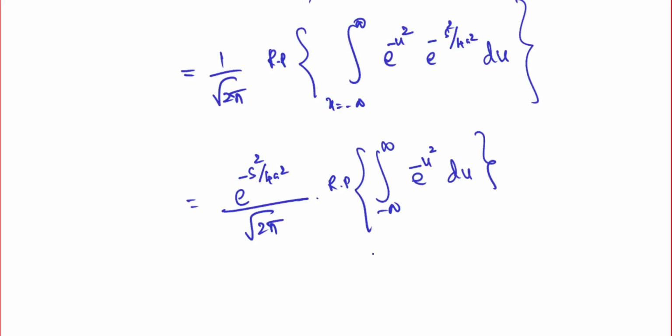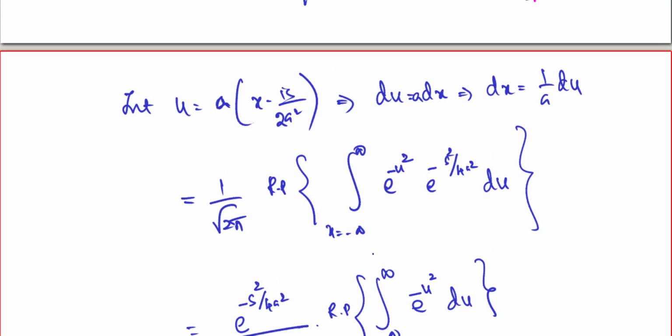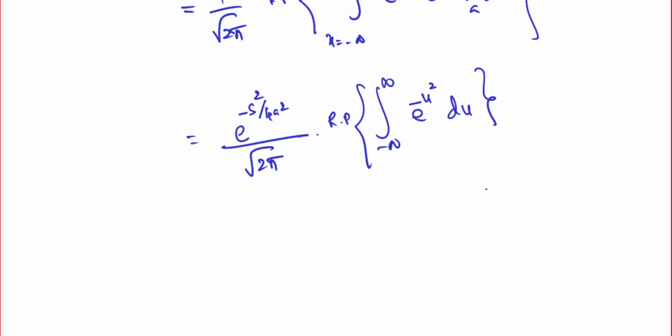Did I miss 1 by a somewhere? Yeah, here. It's supposed to be 1 by a here. So therefore a can be taken outside. Now what is the integral of e to the power minus u square du from minus infinity to plus infinity, which is square root of pi? So that's the standard result.